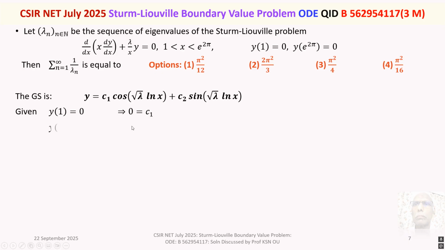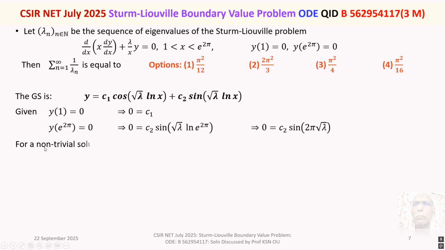Take the second condition. Y at e to the power of 2 pi. So substitute y is equal to 0 when x is equal to e to the power of 2 pi. You need not worry about C1. C1 is already 0. So C2 into sine of root lambda into ln of x, where x is e to the power of 2 pi. Ln of e to the power of 2 pi is 2 pi. So it is 0 is equal to C2 into sine of 2 pi root lambda.